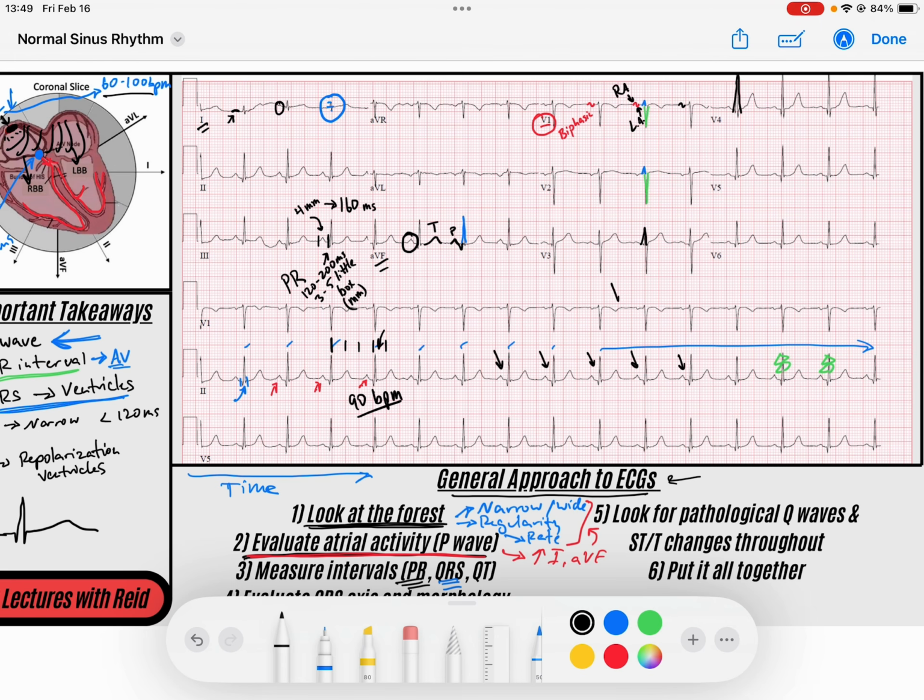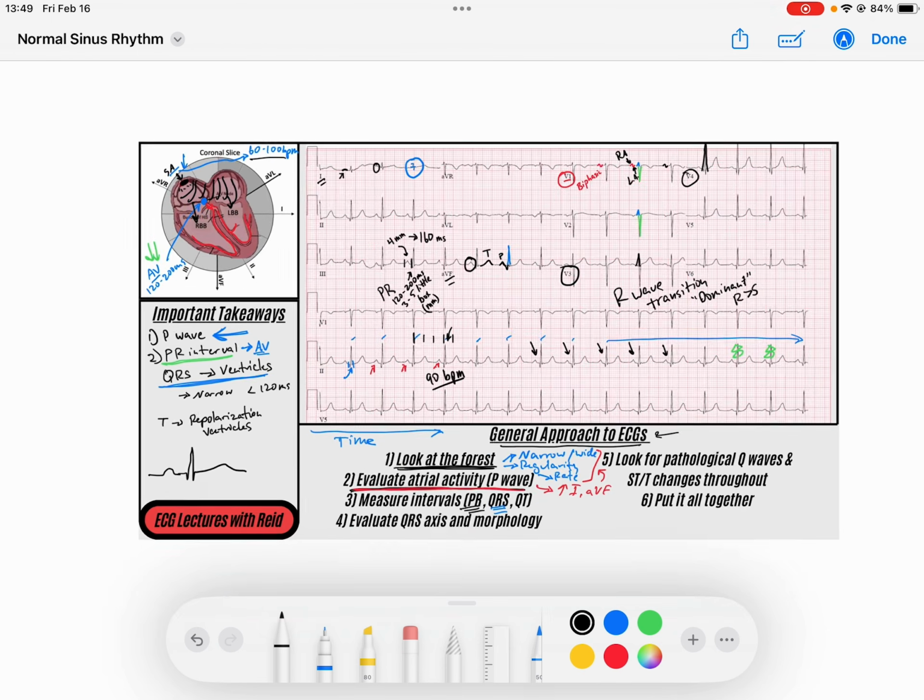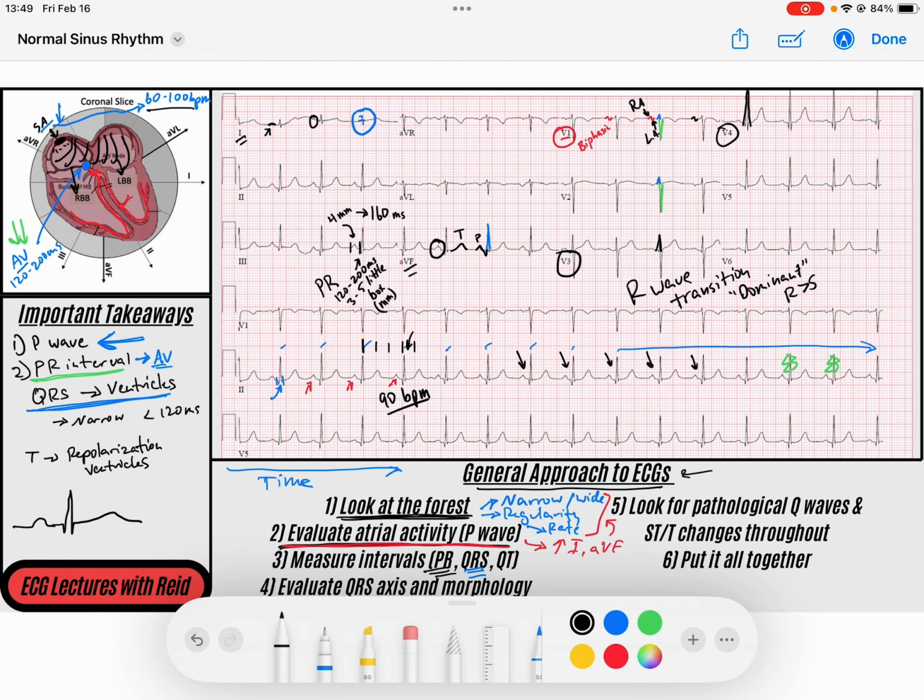And so we should have a transition to a dominant R wave, where the R wave becomes larger than the S wave. The R wave becomes larger than the S wave in either V3 or V4, and that's normal R wave transition. That's representing our progression of that R wave.